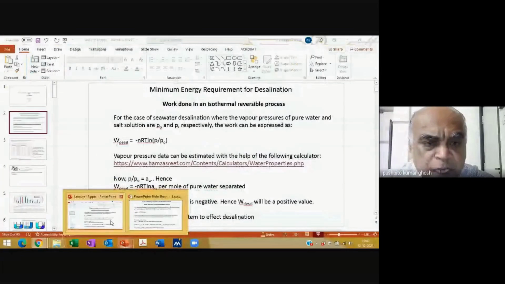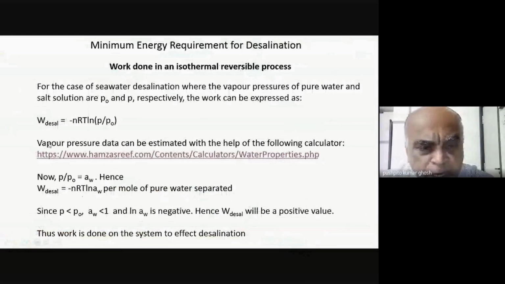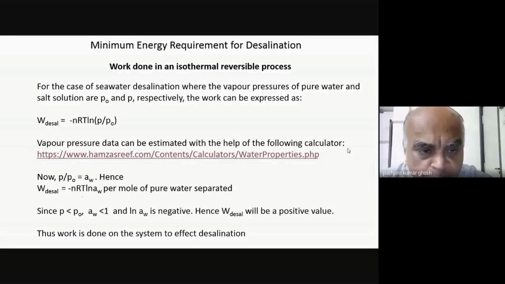You can put that value into this equation, and then you can actually estimate the work, and you can do it for any salinity. I mean, it need not be only for seawater. It could even be brackish water, or like in the Middle East, the TDS of the water is sometimes much higher. It can be about 40,000, 45,000 ppm. So you can work out what will be the work requirement for this.